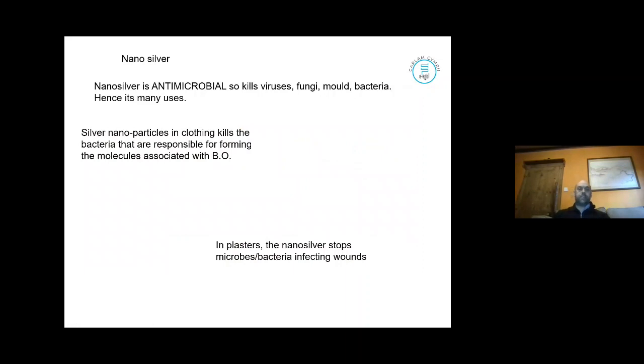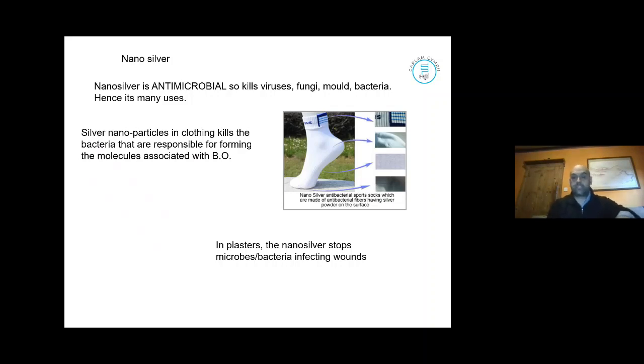So we need to specifically focus in on nanosilver. And what is it about nanosilver? Well, nanosilver's antimicrobial, and what that means is it kills viruses, fungi, molds, bacteria. And so it's got some really good uses. One of the main uses of nanoparticles is that it's stitched into clothing. And this is to kill the bacteria that cause body odour. So it's not your sweat that smells, it's the bacteria eating your sweat and then emitting gases, like we do through breathing. They emit gases that have an odour. So if you kill the bacteria, your sweat won't smell. So that's a good use.